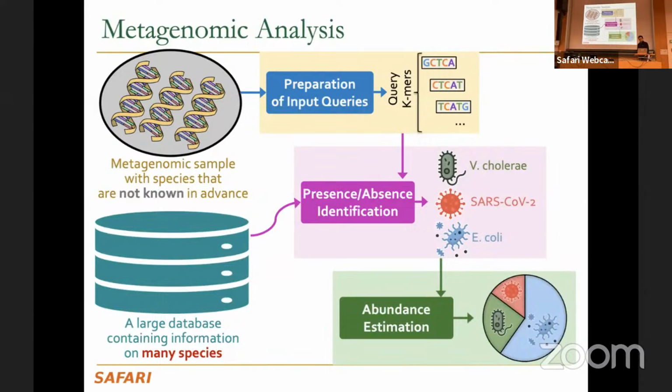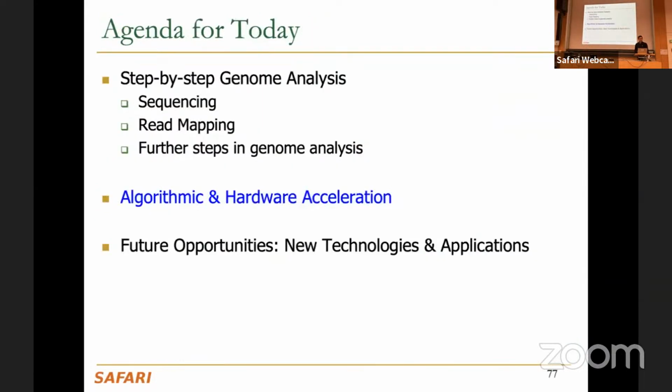So by doing so, you can count, perhaps take the relative abundance estimation of each organism in your sample, and then you try to see whether you have a bunch of bacteria, viral genomes, or harmful pathogens growing in your sample. So I think this is a good time to take a break.